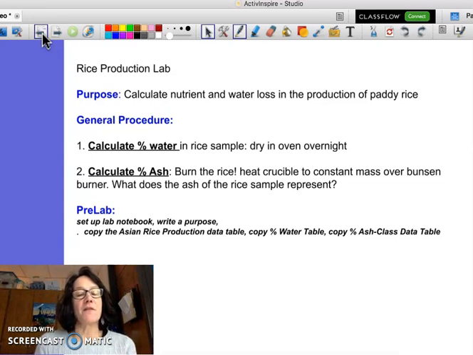And the ash that is left over then in that sample of rice actually represents the nutrients that remained. We're not going to burn the nutrients. So everything that is left in that ash is the nutrient component of the rice. So there are 3 different data tables that you can see that you're going to incorporate as you set up your pre-lab. We've already taken a look at the percent water one.